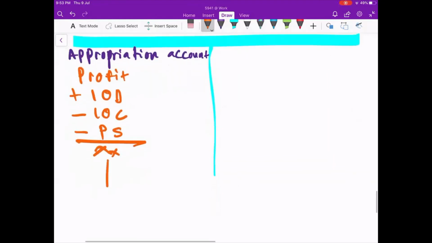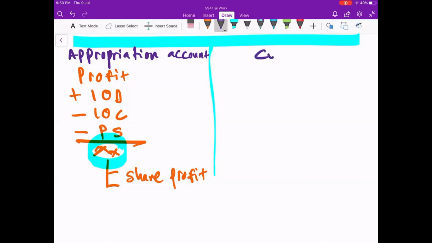This answer we will give to the share profit according to the agreement. Okay, I repeat again. Profit plus interest on drawing minus interest on capital minus partner's salary will get the residual profit. This residual profit will be shared among the partners. That's the first thing you need to know for the appropriation account. After that, we need to know the current account.